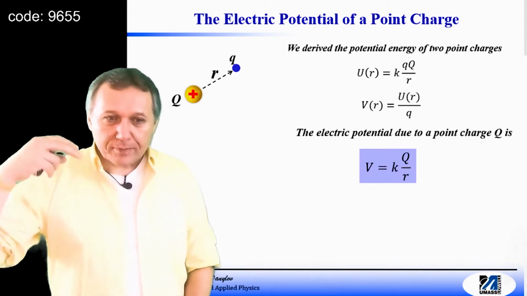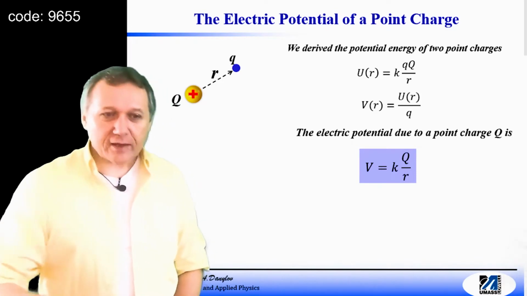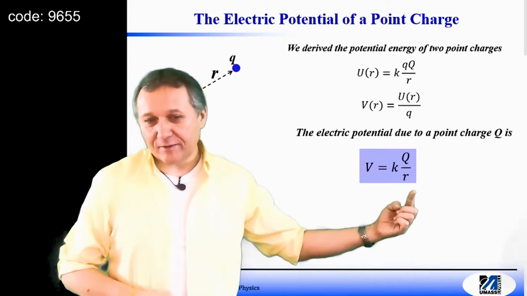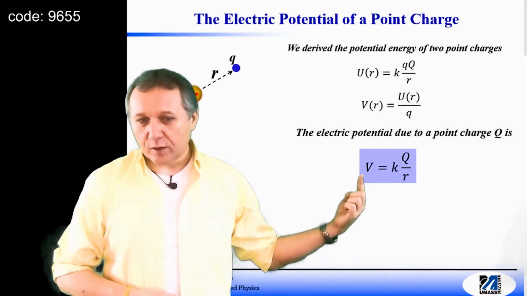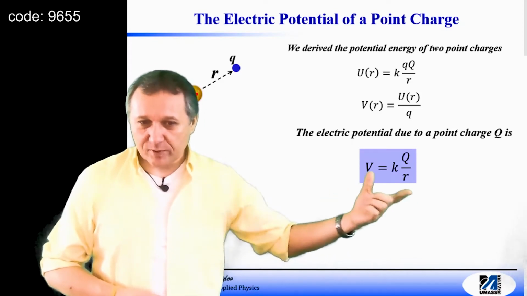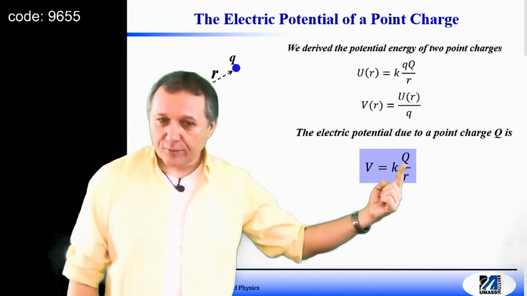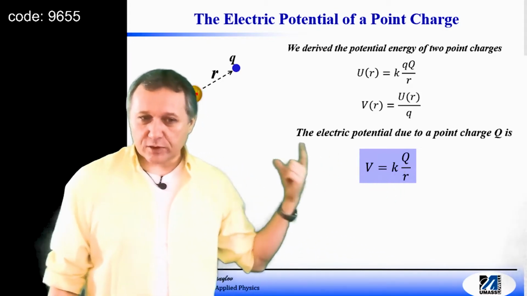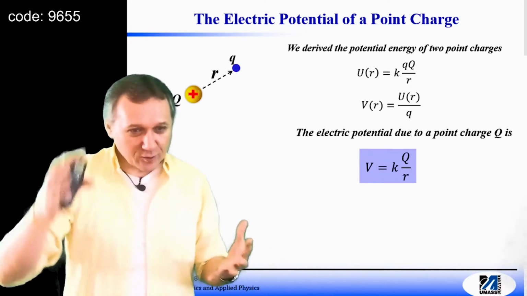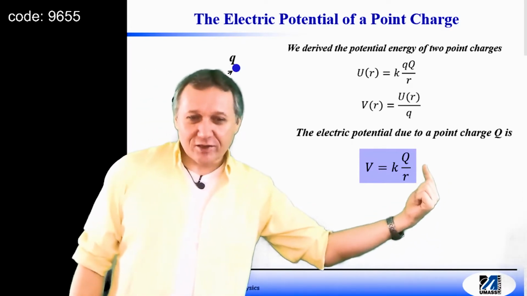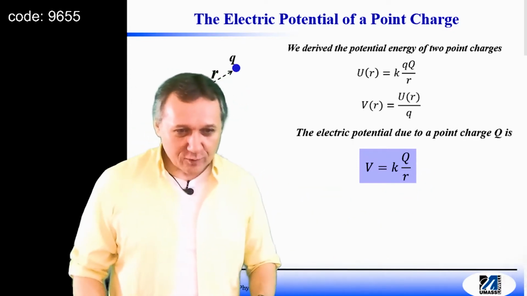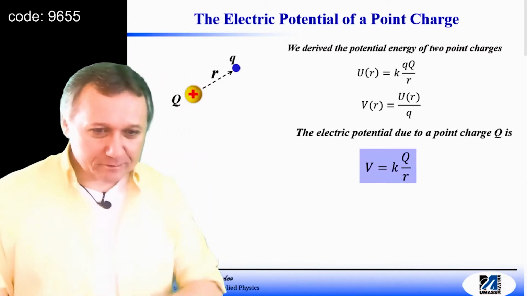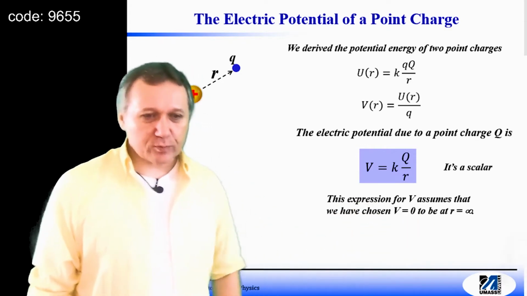Since we introduced it from the electric potential energy, we have to mention where the reference point is. The reference point is at infinity. When r goes to infinity, V goes to 0, so the electric potential becomes 0 at infinity. Don't forget that charge can be positive or negative. Around a positive charge, the electric potential is positive everywhere and goes to 0 at infinity. If the charge is negative, the whole electric potential around it will be negative and 0 at infinity.